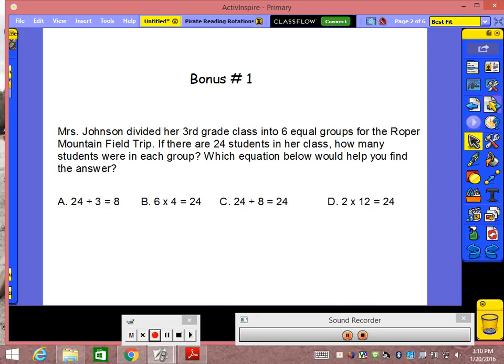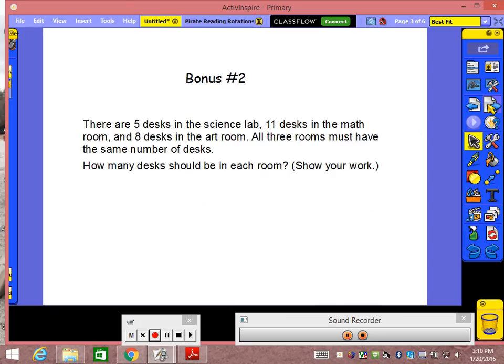For the second one, there are 5 desks in the science lab, 11 desks in the math room, and 8 desks in the art room. All 3 rooms must have the same number of desks. How many desks should be in each room? This is a multi-step problem that you're going to have to read several times to figure out exactly what it's asking you to do. Please read carefully and show your work.